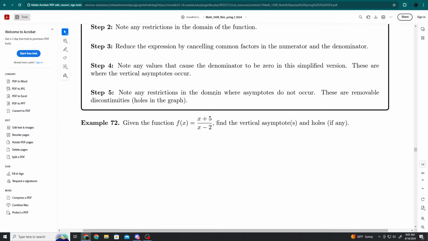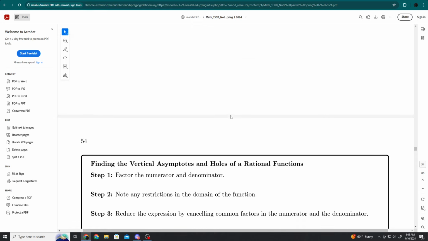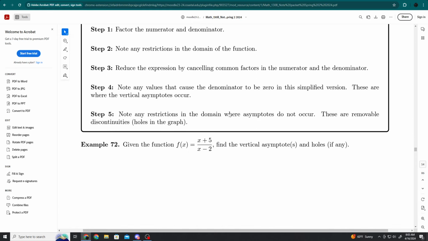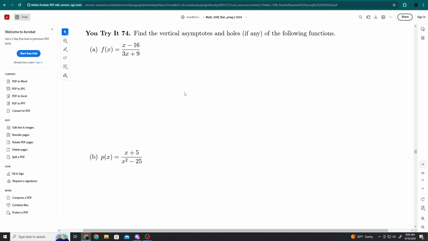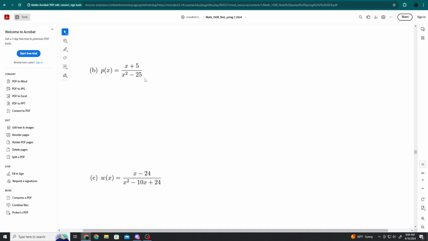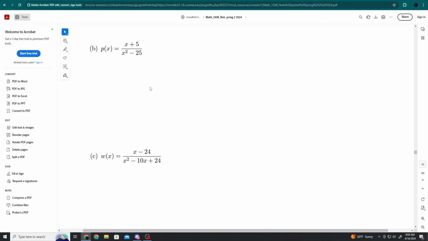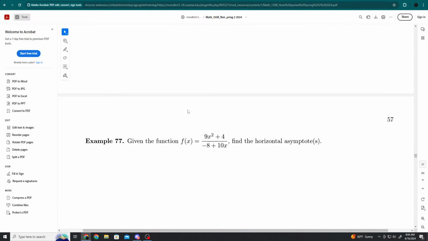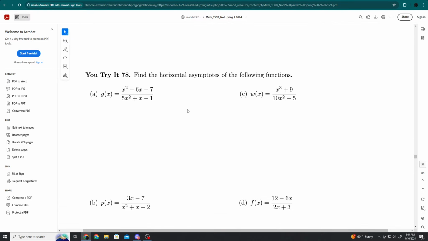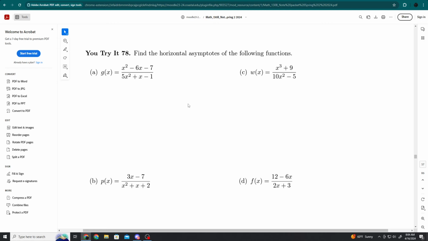So for right now, leading up to Monday, the problems I want you to try on your own to see if you can kind of figure it out a little bit, before we go over it together, are: You-Try-It 74 parts A, C, and D. We technically did B. And then for the second section, it's going to be You-Try-It 78, which is parts A, B, C, D.